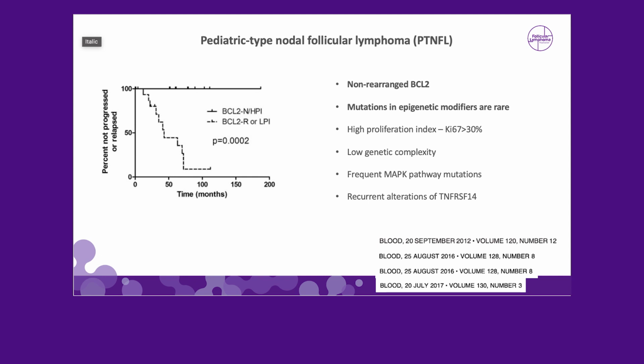So what are the characteristics of this lymphoma? There is no rearrangement of the BCL2. Mutations in epigenetic regulators are very rare. There is a high proliferation rate. The Ki-67 is higher than 30%. There is low genetic complexity, and frequent activation of the MAP kinase pathway. So it's very important to remember it. And when you see a young patient, always bear it in mind.